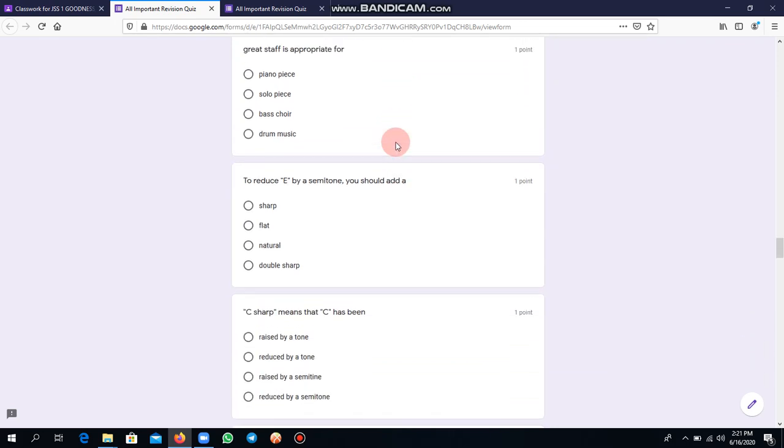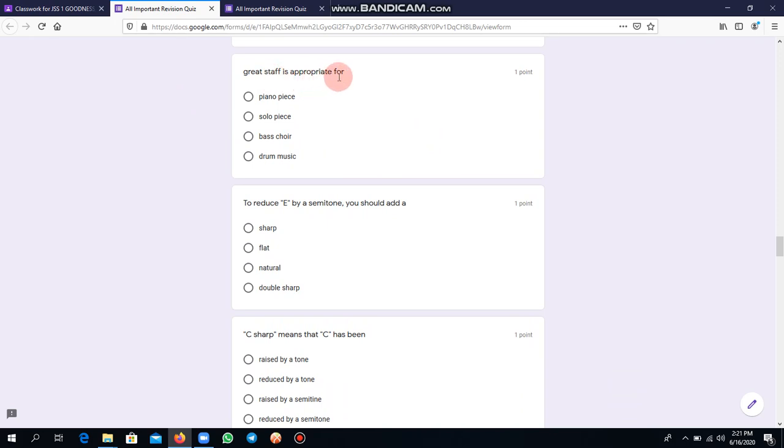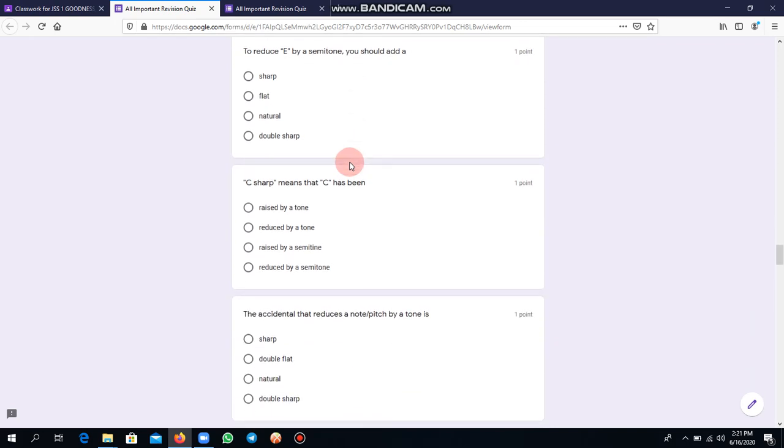Brace, brace, brace. The great stave is a combination of two staffs, and it is appropriate for piano pieces. When you are playing solo pieces, we have only one staff. For a bass choir, we have just the bass staff. Drum music is not written on the staff. Drum music is usually just a rhythm with musical notes. It's not written on the staff because it has no definite pitch. It has no defined sound, okay?